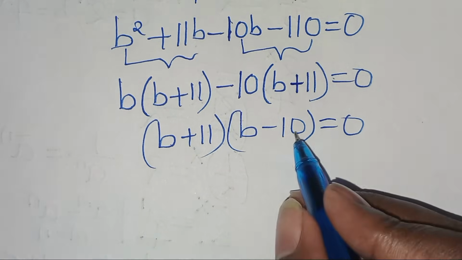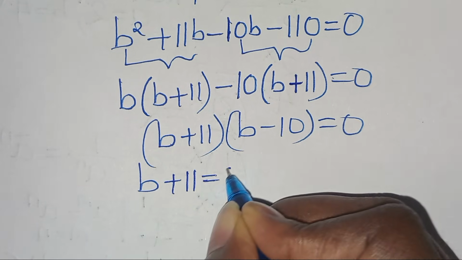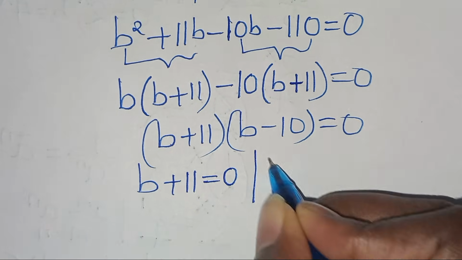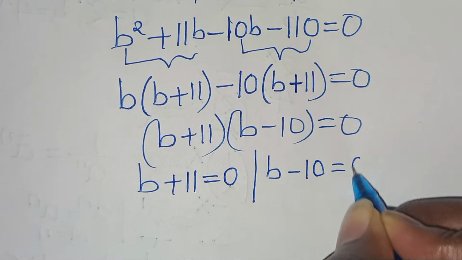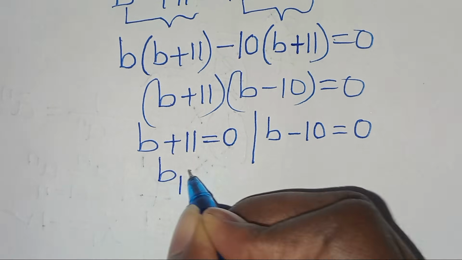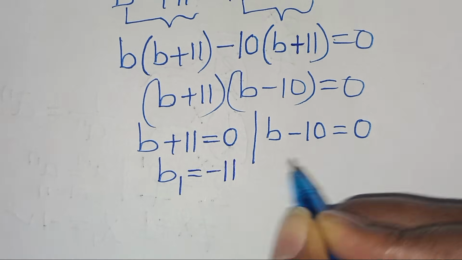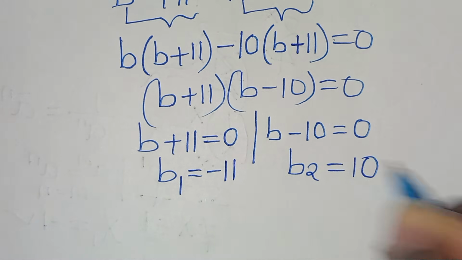So we have here two parts. We have b plus 11 equal to 0, and we have b minus 10 equal to 0. So this implies that b1 is equal to minus 11 and b2 is equal to 10.